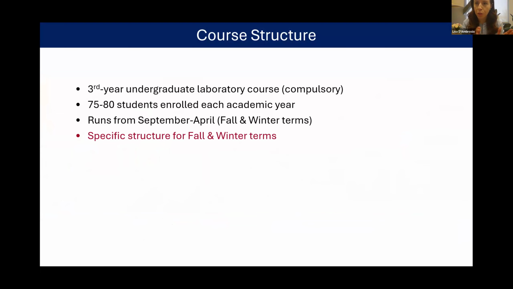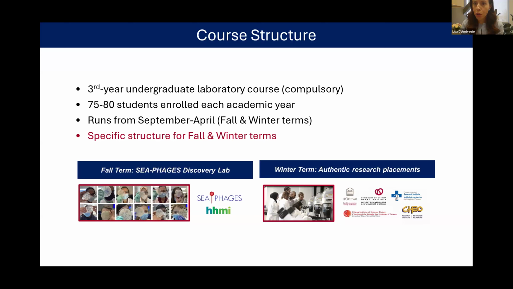So we have a distinct fall term and winter term, and there's a specific structure to the fall and winter term. For example, in the fall term, all of our students participate in the discovery-based teaching lab, whereby we use the HHMI CPhages model. And then in the winter term, all students participate in an authentic research placement, whereby each student conducts their own independent research project under the supervision of one of our many faculty members at our various research institutes.